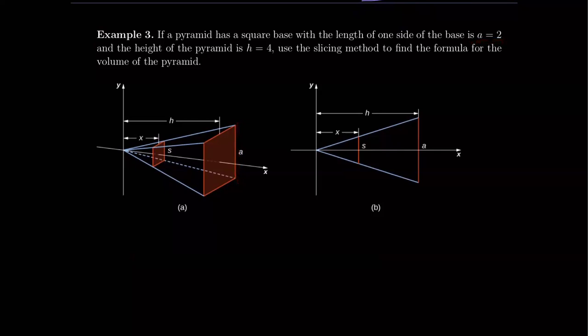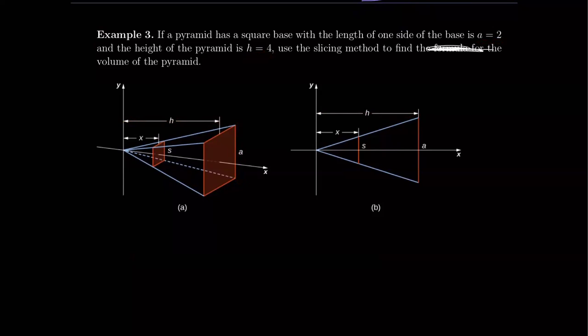And the height of the pyramid is h equals 4. So again, that's just what I called that height there. Use the slicing method to find the formula for the volume of the pyramid. And I'm not sure I should have used the word formula there. We're just going to find simply the volume of the pyramid. That's what we're going to do.